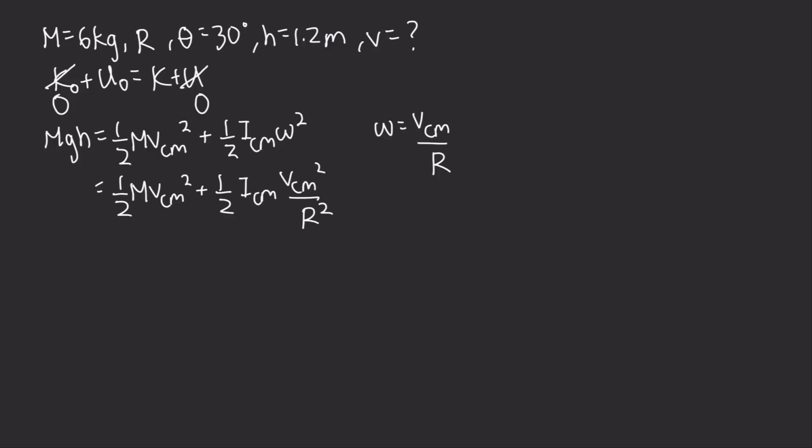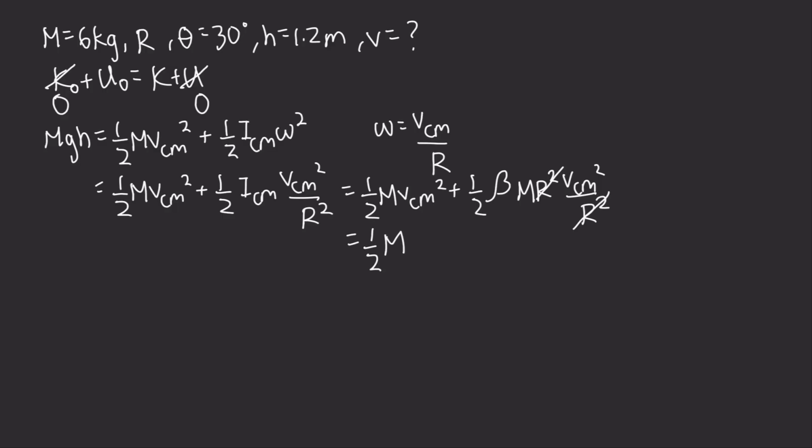But we also know that I_cm is simply some constant value times M R squared. So we're going to rewrite I_cm as so. And after rewriting that, we get 1/2, and we're going to name that constant beta, times M R squared, v_cm squared over R squared. And if we look at that, the R squared simply cancels out, and we are left with something like so. And we can move the 1/2 m outside, and we get something like this.